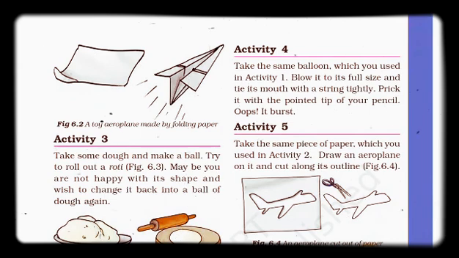Activity 4. Take the same balloon which you used in activity 1, blow it to its full size and tie its mouth with a string. Tightly prick it with the pointed tip of your pencil. Oops, it burst.